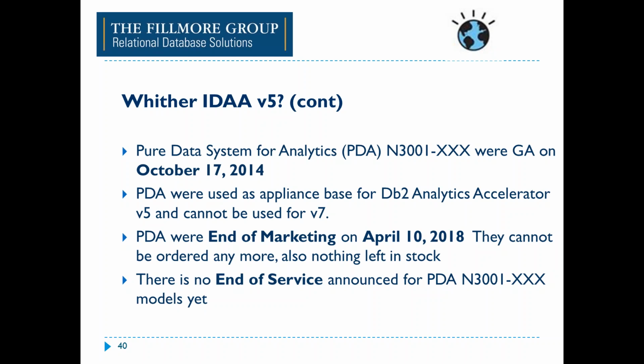If you have IDAA version 5 in production today, you should be off version 5 and on version 7 within the next 12 months, by this time next year. The other thing to keep in mind, not to go all scary on you, but Db2 for z/OS version 11 end of service is September 30th, 2020. So if you're planning an upgrade and you're at version 11 and IDAA version 5, you have a lot of work to do between now and the third quarter of next year.